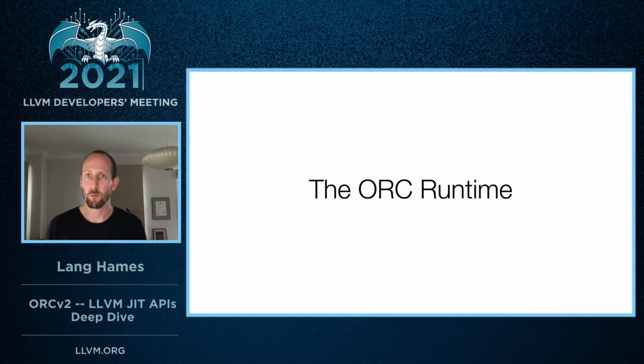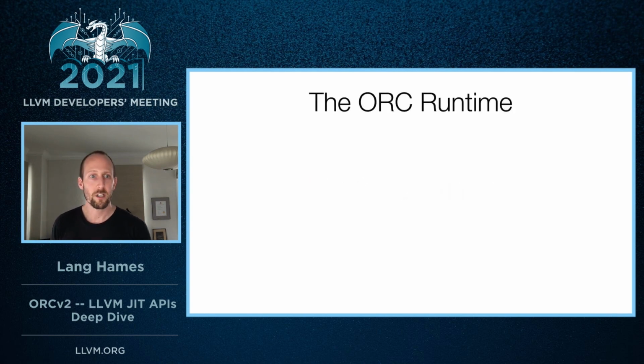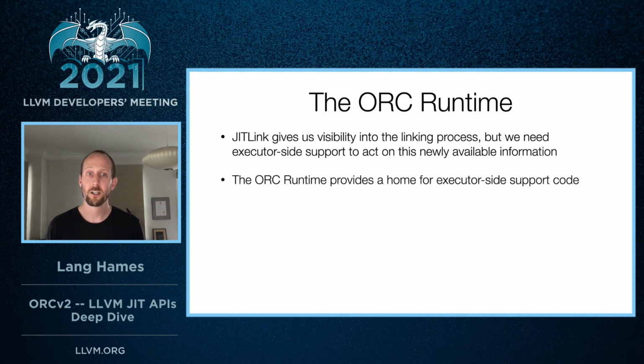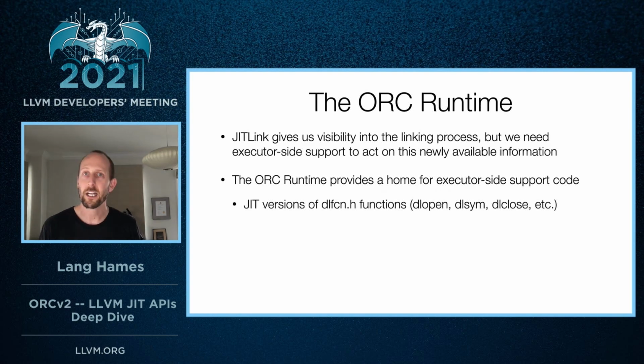Leaving JITLink for a moment, we'll go over to the ORC runtime. So JITLink gives us the visibility into the linking process that we were looking for, but we need executor-side support to act on the newly available information. The ORC runtime provides a home for that executor-side support code. It contains JIT versions of the dlfcn.h functions. These are dlopen, dlsym, dlclose. If you're not familiar with these, they let you load dynamic libraries and look for the address of symbols in dynamic libraries. And they're useful because they give a reasonably well understood way of thinking about how we run initializers in our program.